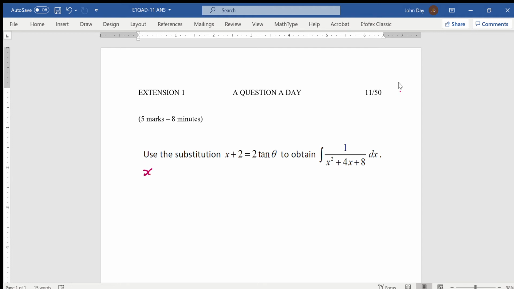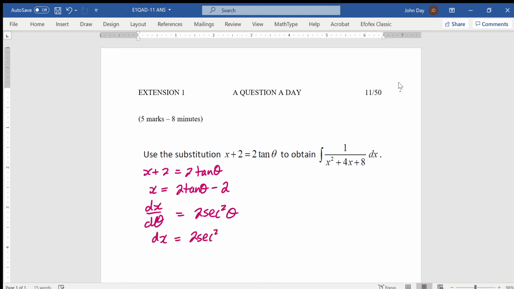So x plus 2 equals 2 tan theta, which means x itself is 2 tan theta minus 2, and dx d theta is equal to 2 sec squared theta, and because minus 2 is a constant, its derivative is 0. And you can go on the formula sheet to get that the derivative of tan theta is sec squared theta, which means that dx can be replaced by 2 sec squared theta d theta. Right? So that's an important thing for us there. You've always got to replace the dx in the integral.